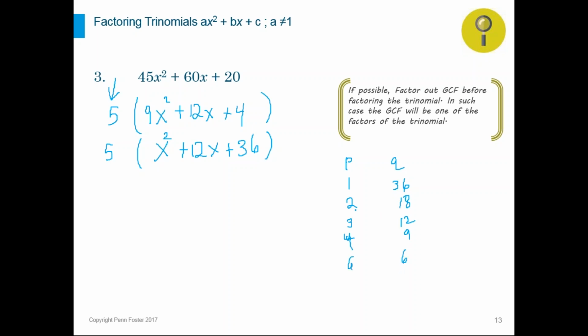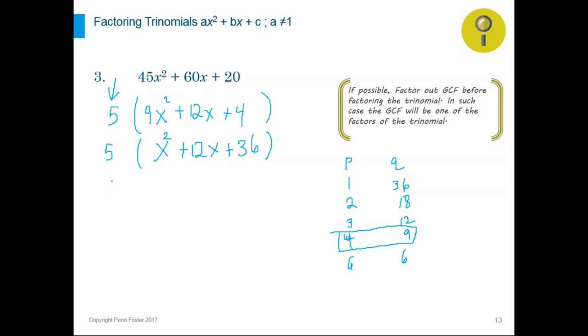Okay, which one would be positive? Which one would be negative? Actually, both of them would be positive. Then that's it. Okay, which one, when I add the numbers in that one set of factors, will give me 12? 4 and 9 will match my requirements here. 4 and 9 is 12.